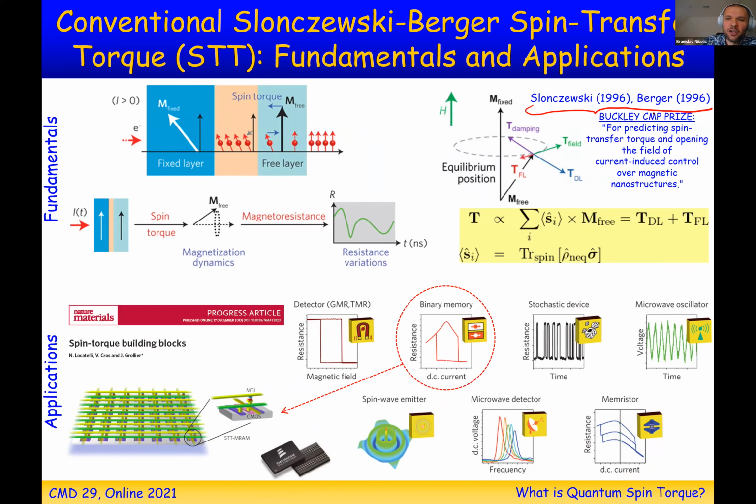The basic idea of this original 1996 prediction by Slonczewski and Berger is that you have to have two ferromagnetic layers. One has fixed magnetization, the other one has free magnetization. Free means magnetization can move in any way you want. Fixed means you have to put many other layers, not shown here, to fix this magnetization. Then you inject electrons, and these electrons are going to get polarized in the direction of the white magnetization. Then they're going to go through a spacer, which could be a normal metal or an insulating barrier.